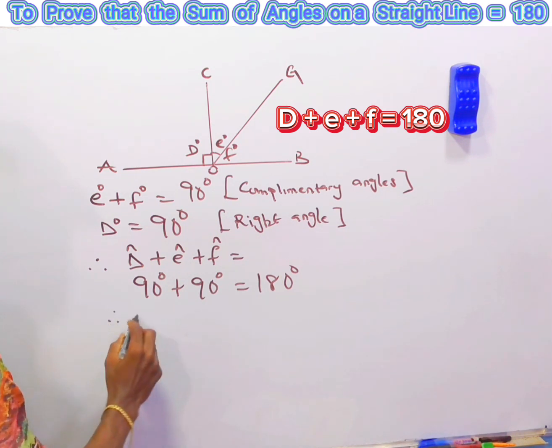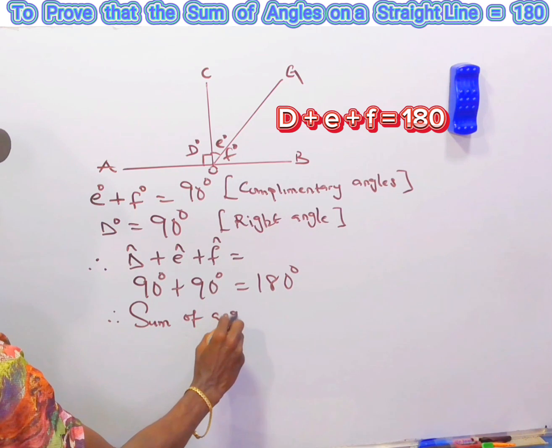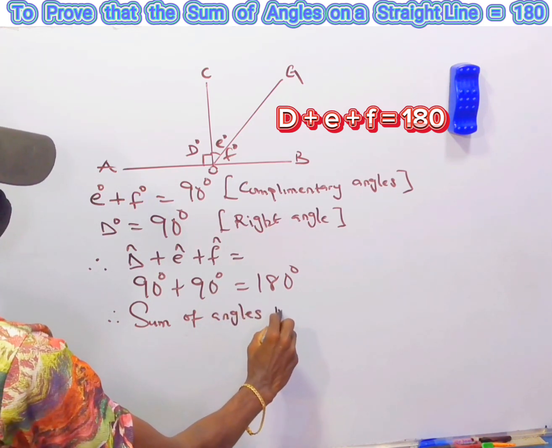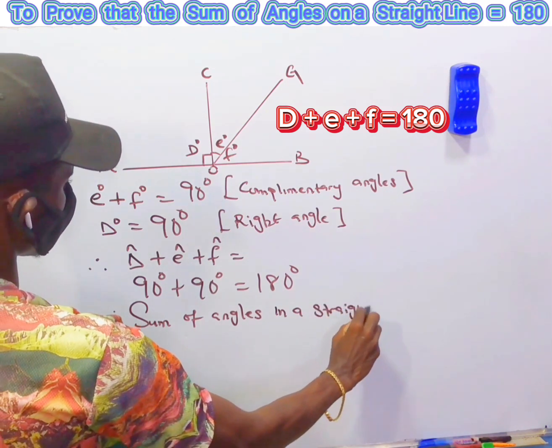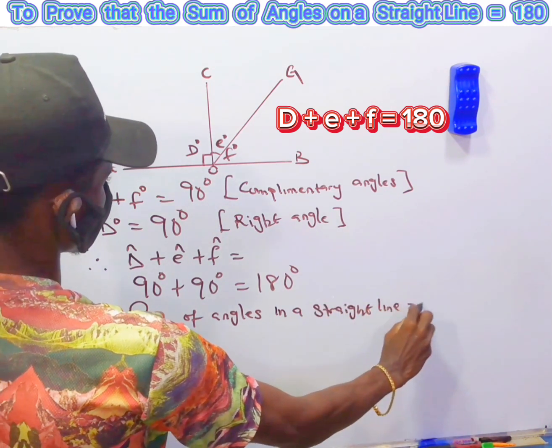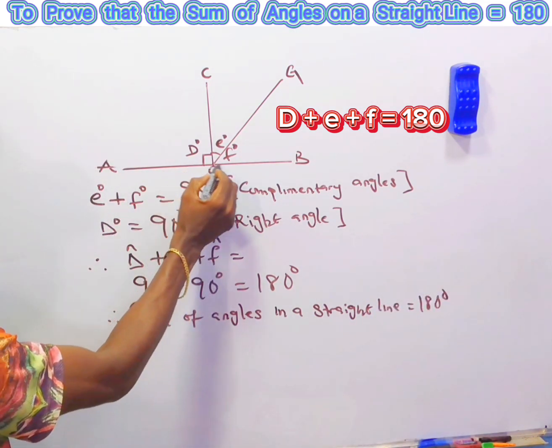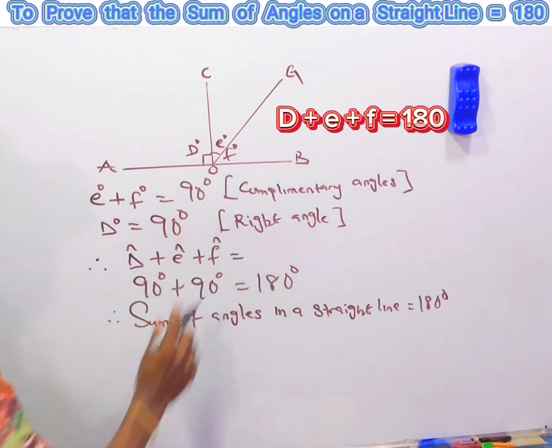Hence, the sum of angles in a straight line is equal to 180 degrees. So all the angles formed in straight line AB is 180 degrees.